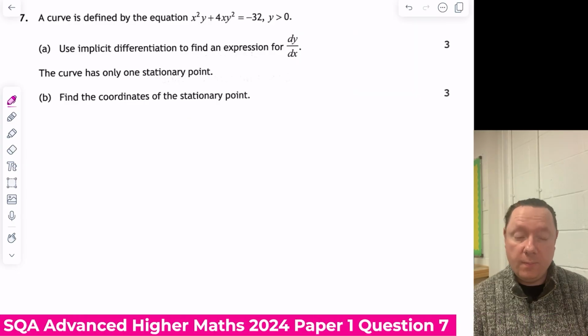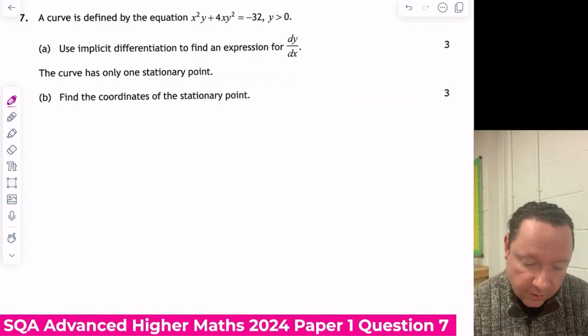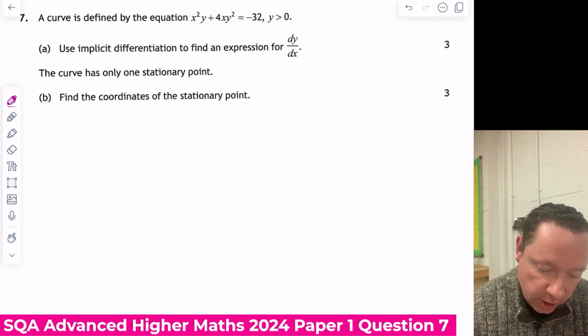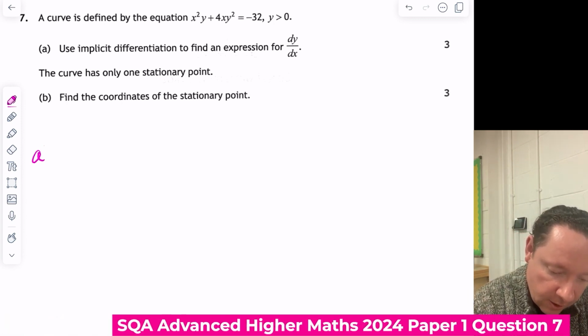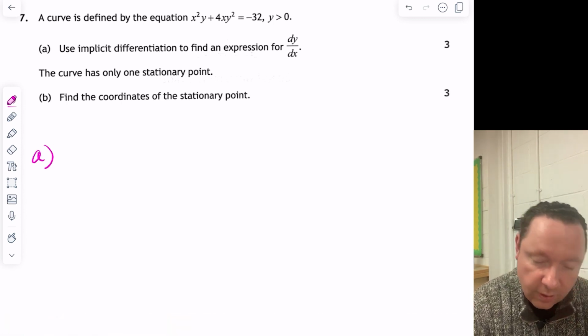Maths 2024 Paper 1 Question 7. A curve is defined by this equation. Use implicit differentiation to find dy by dx. So we've got x squared y. So that is the product.